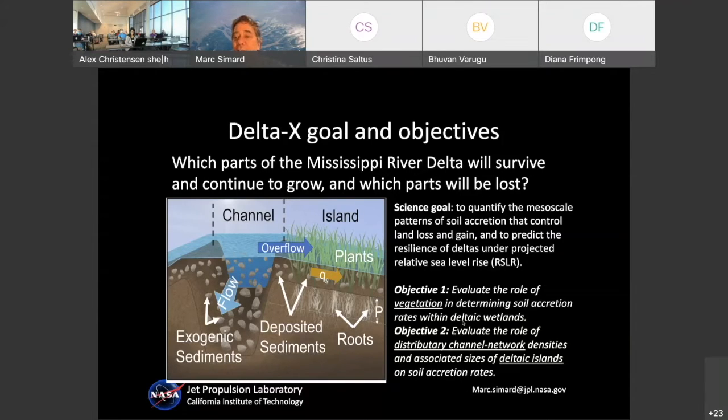The first objective is to evaluate the role of vegetation in determining soil accretion rates within deltaic wetlands. The second objective is to evaluate the role of distributary channel network densities and associated sizes of deltaic islands on soil accretion rates. So we have 2 things. The first one is evaluate the role of vegetation, and the other one is more about the delivery of sediment itself.